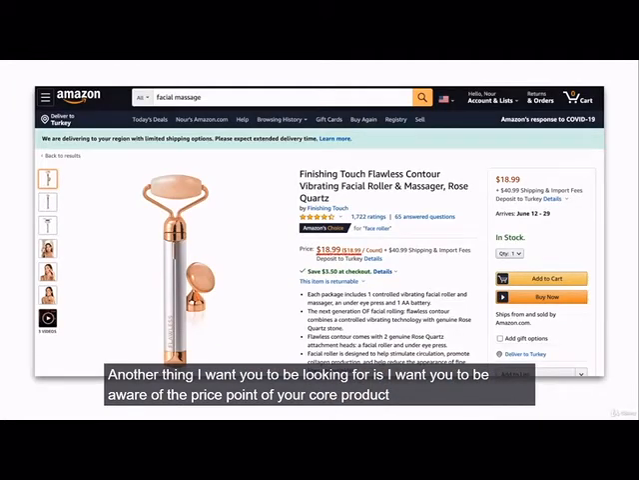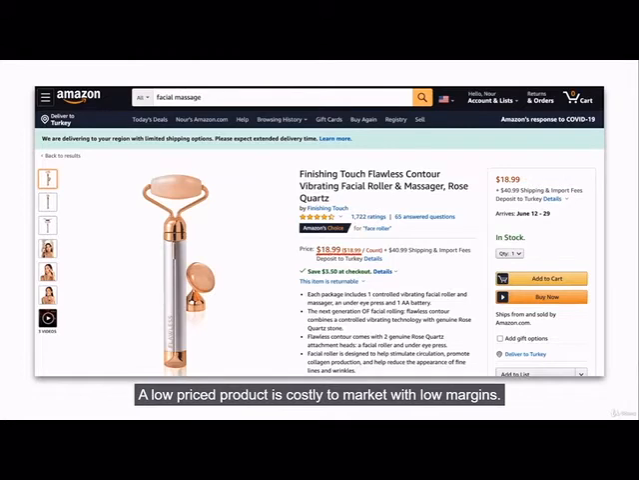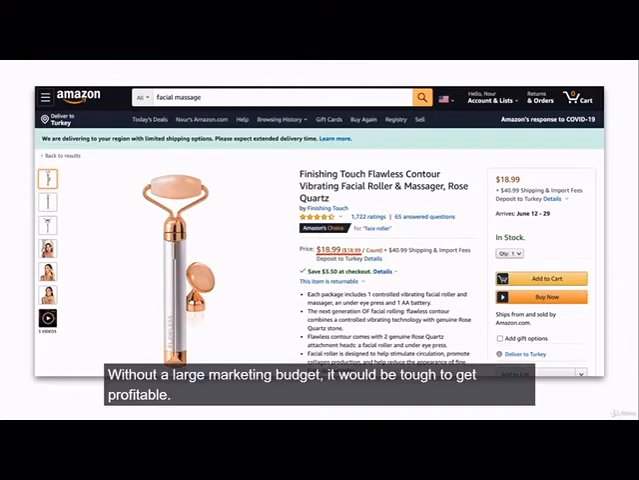Another thing I want you to be aware of is the price point of your core product. A low price product is costly to market with low margins. It requires massive sales quantity to make some profit. Without a large marketing budget, it would be tough to get profitable. A higher pricing point with higher profit would leave you with wider margins to play with.